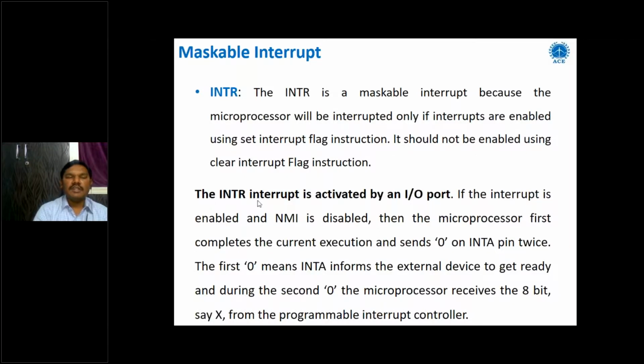Then what happens? The interrupt request is activated by an IO port. If the interrupt is enabled and NMI is disabled, then NMI will be disabled.